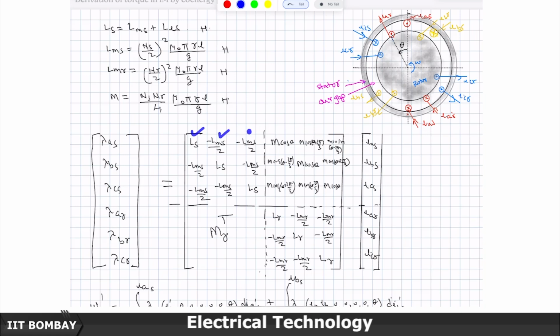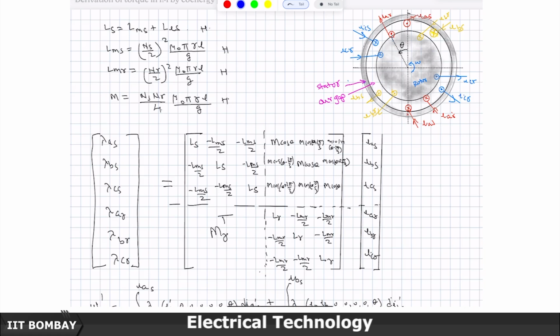So, now all the contributions to the flux linkage of the A phase of the stator due to the 3 windings of the stator are taken care of, but you still have to additionally consider the 3 windings which are there on the rotor, the A phase, the B phase and the C phase winding, and they are carrying currents IAR, IBR and ICR.